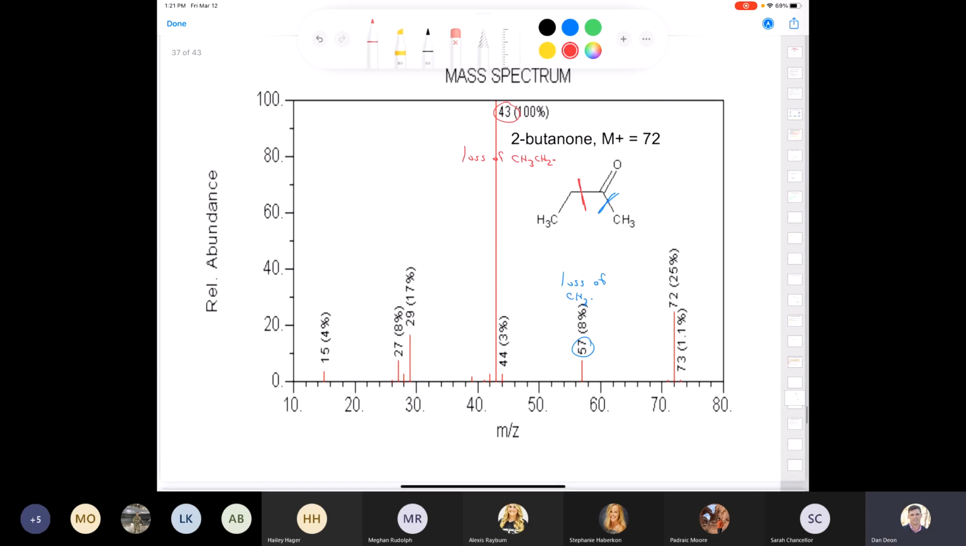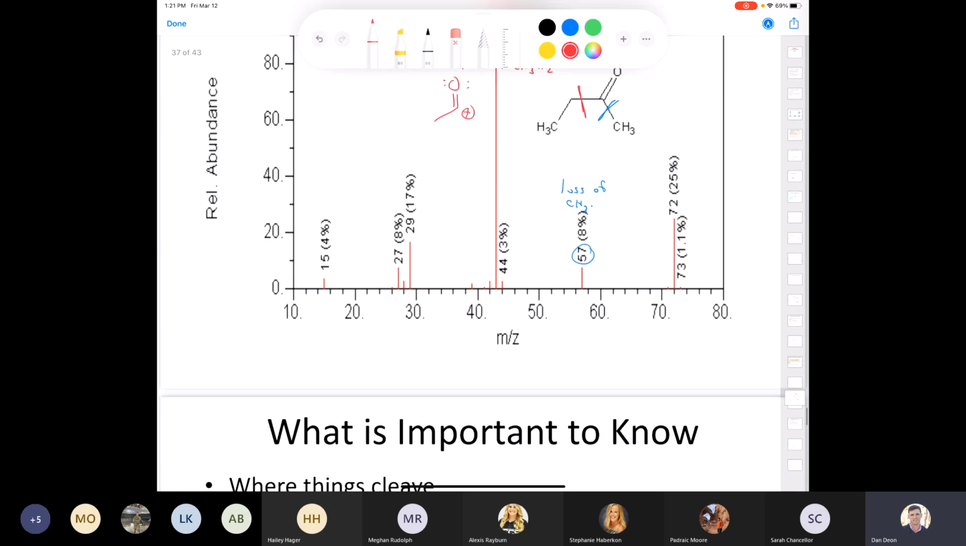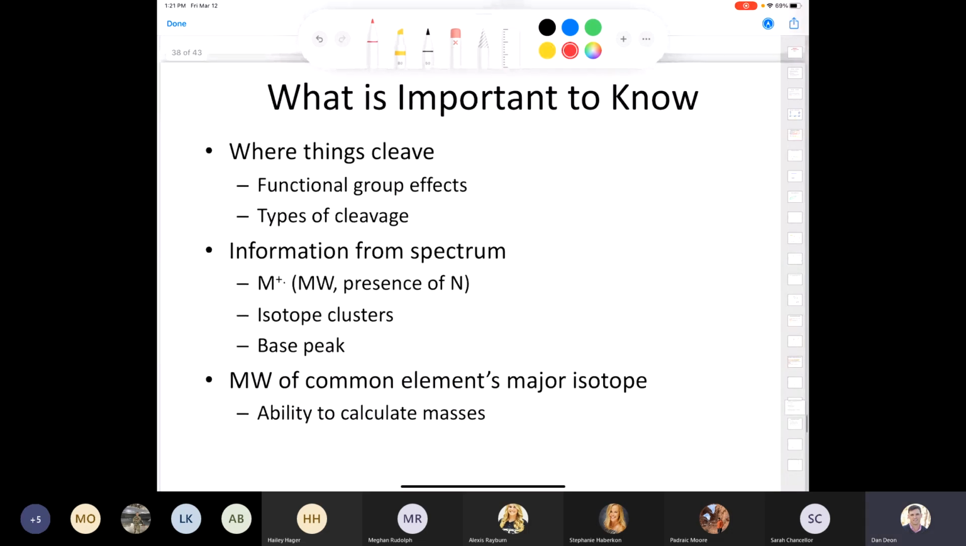Again, I'm not going to take the time. Well, maybe I could draw it. So if you lose 29, you would be left with this fragment right here, and you can draw the resonance structure of that anyhow. Let's move on from there.